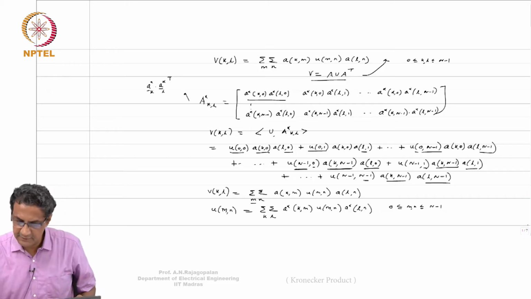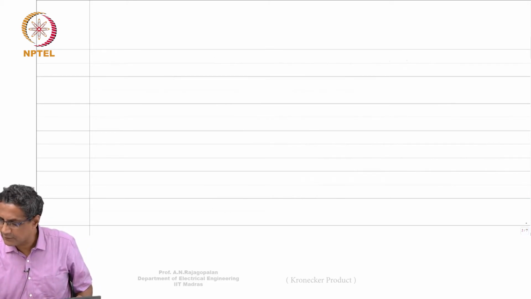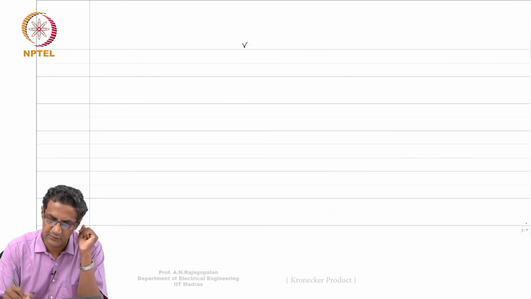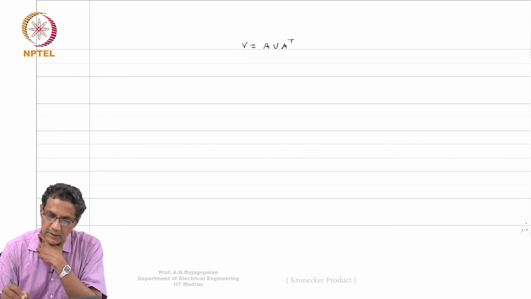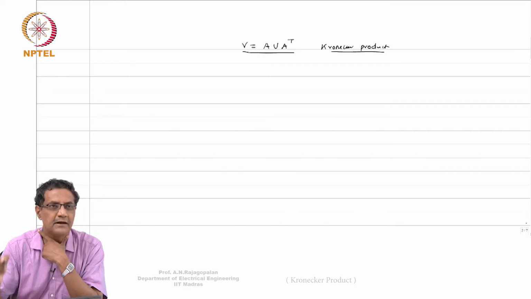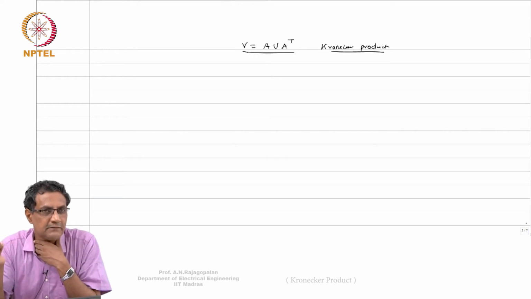Now the point is, this expression which is V equal to A U A transpose. I want you to write it. We'd like to show that there is an alternative way of writing this kind of matrix product using a Kronecker product. It's a standard result, actually well known.